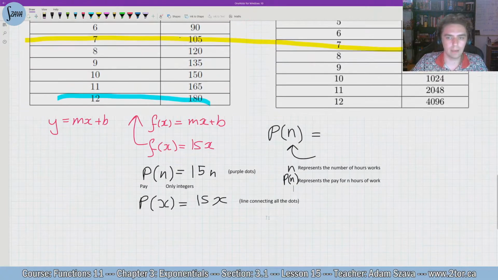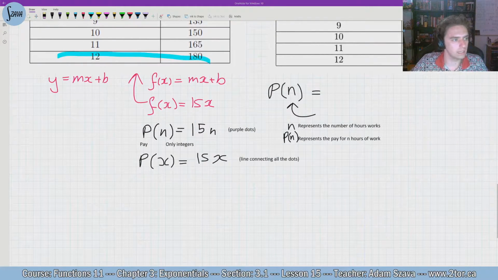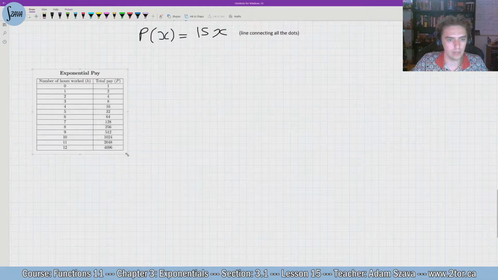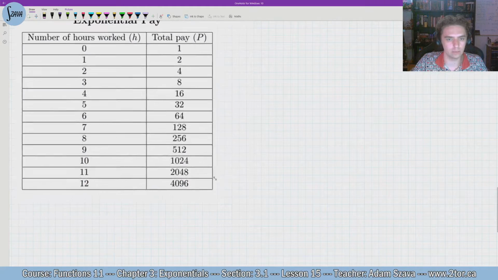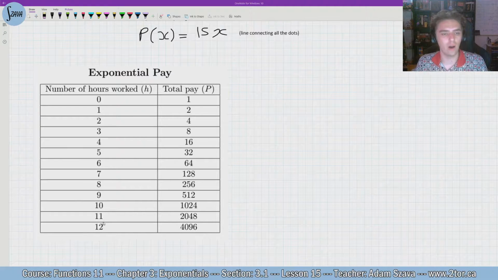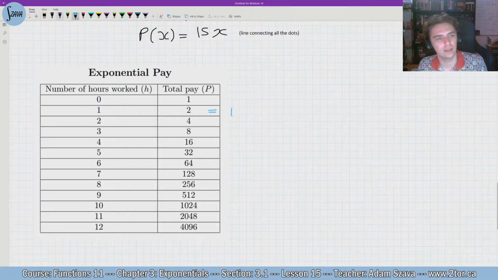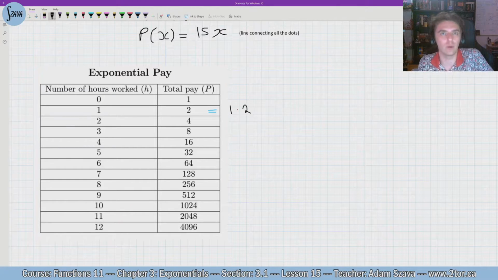So let's start doing that by doing just a little investigation here. I'm going to write the table back here. We're just going to take a closer look at these numbers. Where do these numbers come from? Looking now at the exponential pay, let's try to figure out where the numbers come from. We start with, you just walk in, you make $1. After that, you work 1 hour and you make $2. But where does 2 come from? Well, 2 comes from the fact that 1 times 2 is 2, because we double it. We multiply it by 2. So we double 1, we get 2.